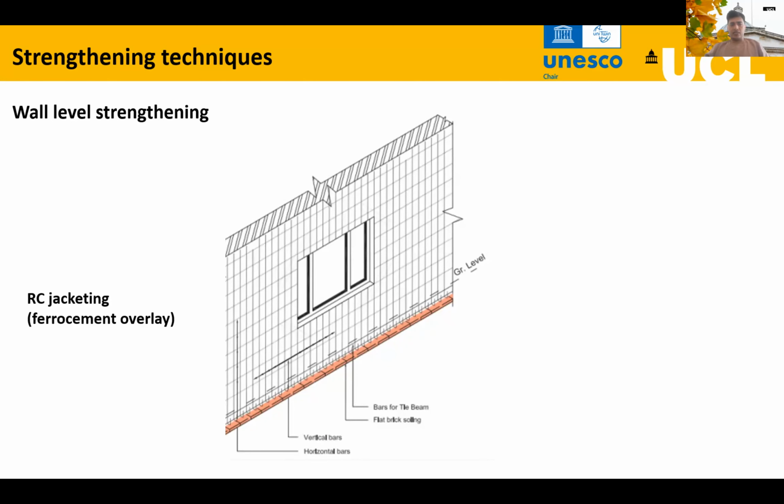Another technique here is to use ferro cement. So there is a layer of reinforcement on the wall. Usually, in Nepalese practice, they put the jackets on both sides, and then they connect them through the thickness of the wall at a continuous level.